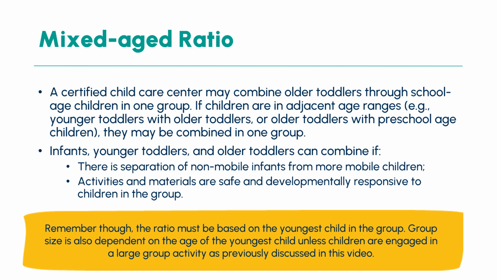Infants, younger toddlers, and older toddlers can combine if there is separation of non-mobile infants from more mobile children. Activities and materials are safe and developmentally responsive to children in the group. Remember though, the ratio must be based on the youngest child in the group. Group size is also dependent on the age of the youngest child unless children are engaged in a large group activity, as previously discussed in this video.